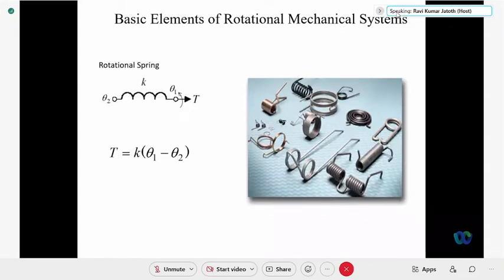Torque. So how do you define torque? Torque is the rate of change of angular momentum.